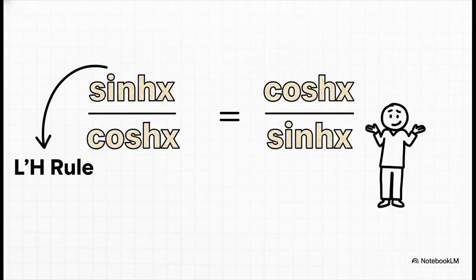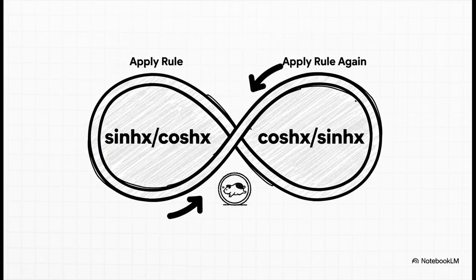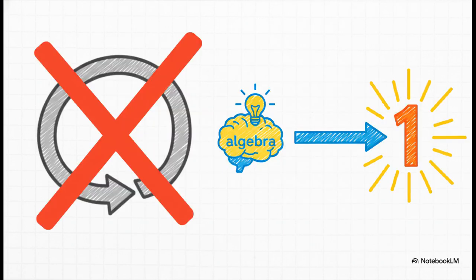The limit is infinity over infinity, so it seems like a perfect candidate, right? But when we apply the rule, taking the derivatives, well, it just flips the fraction upside down. And if we apply it a second time, it just flips it right back to where we started. We are completely trapped in an infinite loop and we're not getting any closer to an answer. In this case, the better way forward was just good old-fashioned algebra.